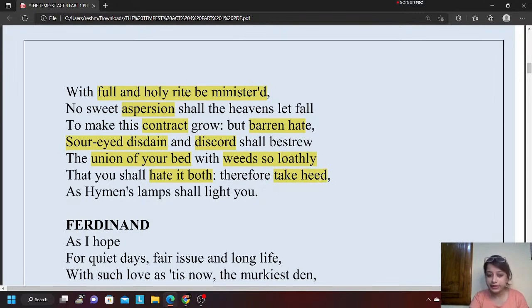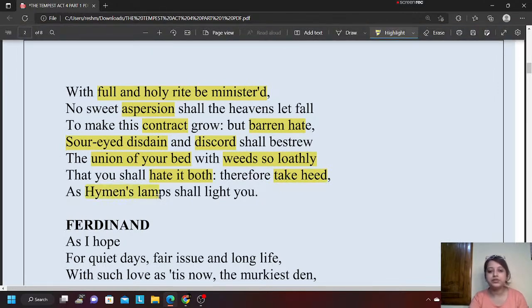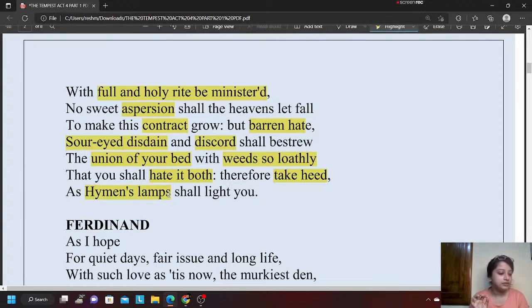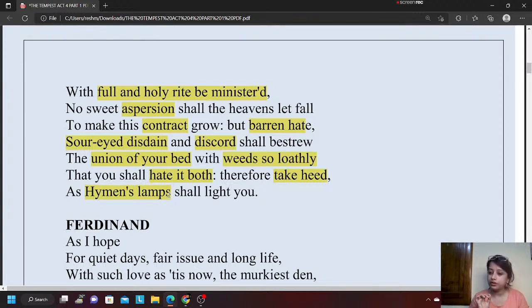That means be patient, as Hymen's lamps shall light you. Who is this Hymen? You will get it mentioned in your footnotes. Hymen is actually the god of marriage. Mention it there.